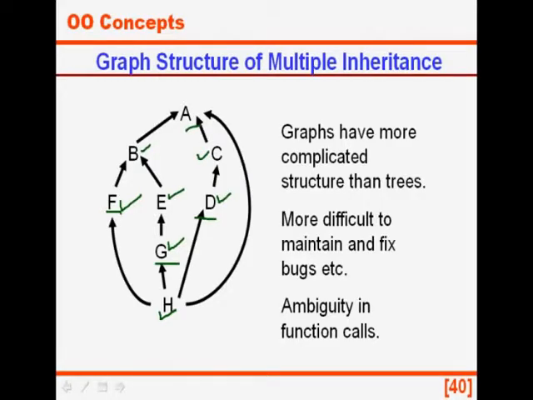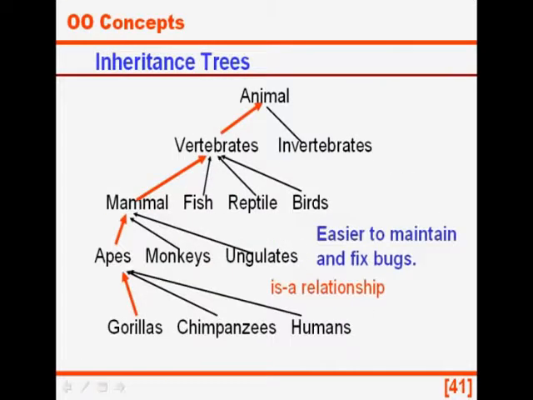Now what happens is the structure of a graph is generally more complicated than a tree. This leads to the difficulty of maintenance of the code. Suppose there is a bug in the class H. We would have to examine almost all the codes of this tree or the graph to find the bug. Another problem which we get in multiple inheritance is ambiguity in function calls.